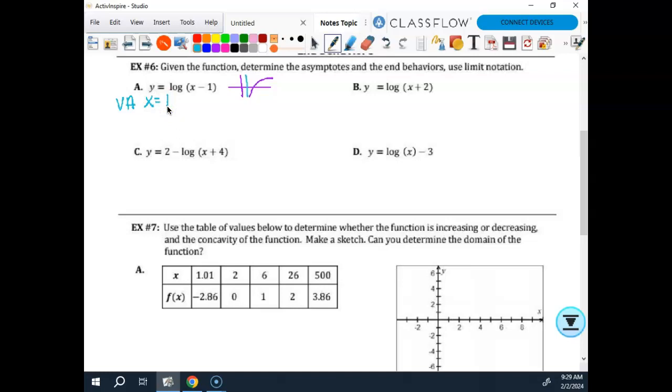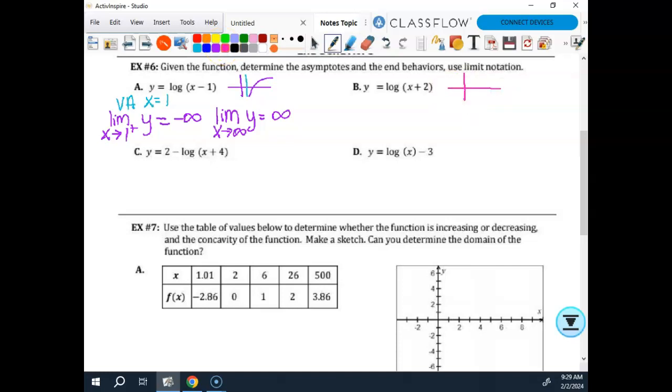Then I'm going to write my limit statement. The limit as x approaches 1 from the right of y, because it's not called f of x, it's just called y. That's fine. It's defined. That's equal to negative infinity. And then the limit as x approaches infinity of y is equal to infinity. Everybody okay with that? I know we're writing the limits a lot, but I needed you to remember how to do them.